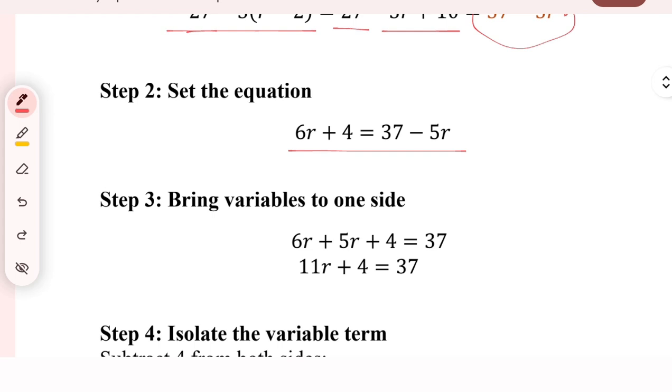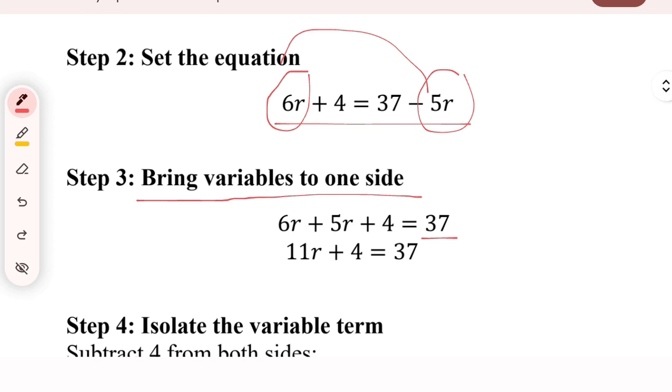And remember what I said in the beginning? We need to combine terms. We have 6r and 5r, which have the same variable r. So what we need to do is bring both variables to one side. So we can transfer 5r to the other side, so we can combine it with 6r, and that is what we are doing here. And then we move 37 and 4, and as you can see, 37 is on the other side, which is the constant.